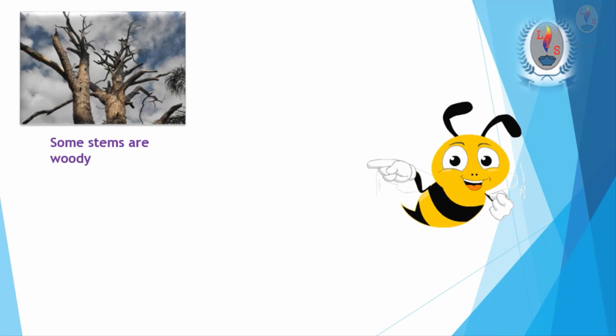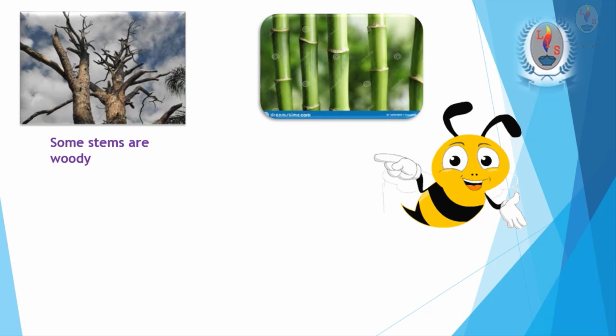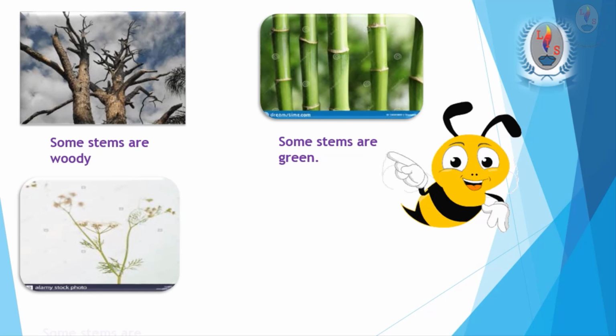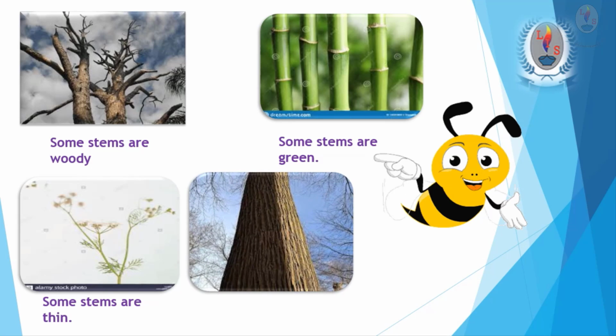Children, there are different kinds of stems. In the first picture you can see some woody stems. And in this picture you can see green stems. In this picture you can see thin stems. And in this picture you can see thick stems. So there are different kinds of stems.